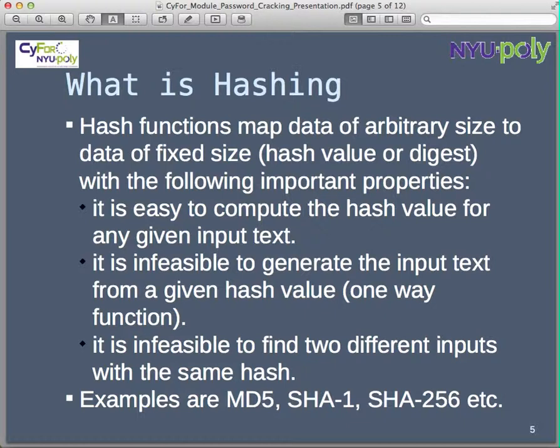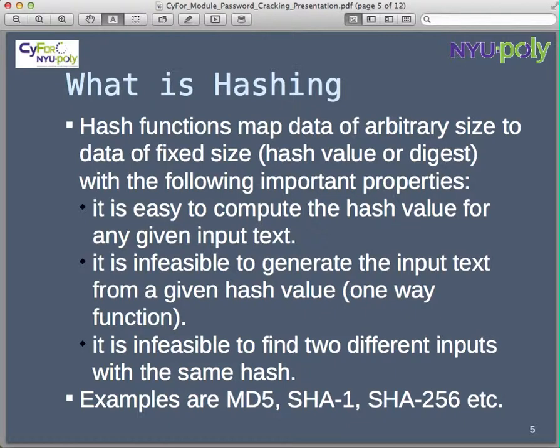As already mentioned, they are one-way functions. That means that given an input text, it is relatively straightforward to compute the hash value, but given a hash value, it should be very difficult to compute the input text that gave rise to the hash value.